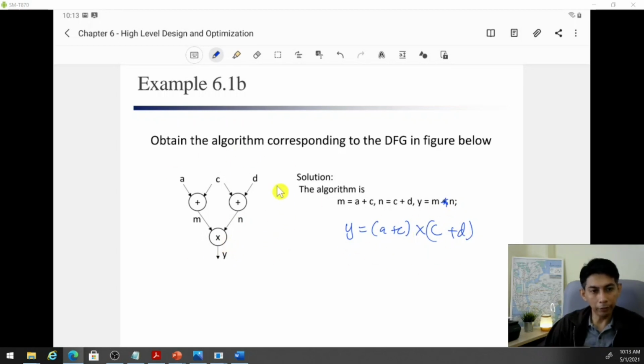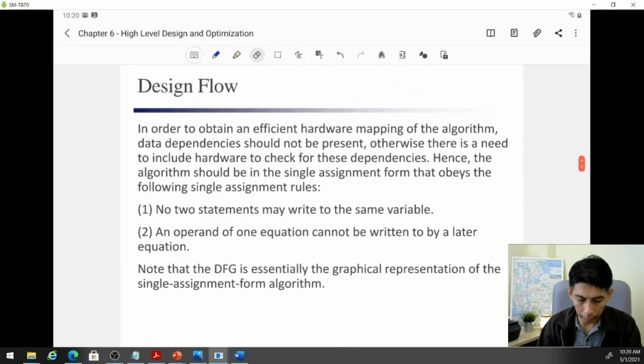So from the DFG we can get the equation back, or from the equation we can get the DFG. Okay, now look at this. In order to obtain an efficient hardware mapping of the algorithm, data dependencies should not be present. Otherwise, there is a need to include hardware to check for these dependencies. Hence, the algorithm should be in the single assignment form that obeys the following single assignment rules.